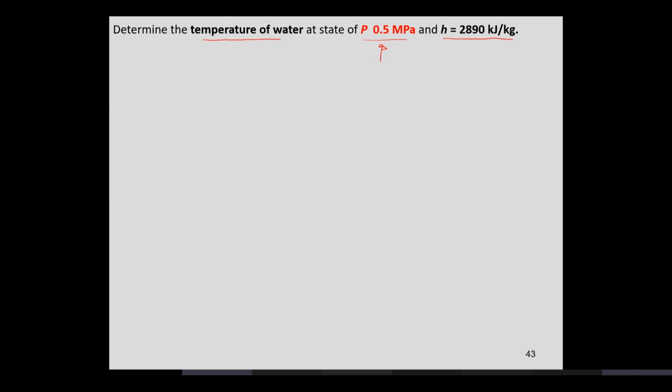Do you know that this is a mixed state? There are three states: compressed liquid, mixed, and superheated vapor. Which of these states is governed by these two conditions? You don't know as yet. You have to identify A5.